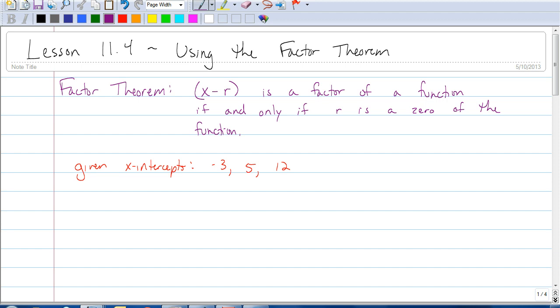So yesterday, we took something that was already in factored form, or we got something down to factored form, to figure out what the zeros were. This time they're going to do the opposite. They're going to give us the zeros, or the x-intercepts, and we want to come up with a factored form, or the standard form of an equation. So like in this example, let's say we're given these x-intercepts. Let's say we want to find an equation in standard form that has those x-intercepts.